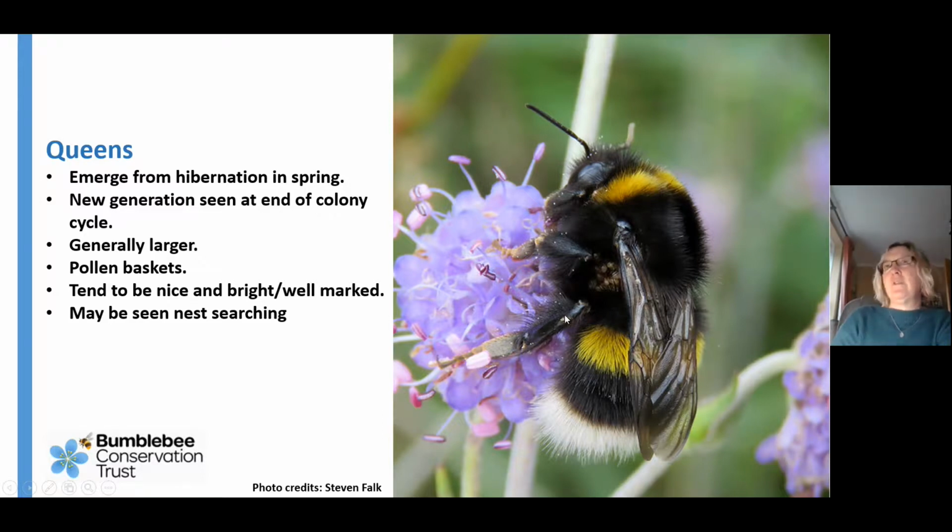They'll have quite distinctive, shiny, flattened hind tibia. Their pollen baskets are really noticeable in the queens. You can see that when they're shiny. They tend to be really bright and well marked, and for that reason, it's a good point to start with your identification skills. And as I've said, they may be seen nest searching in the spring.